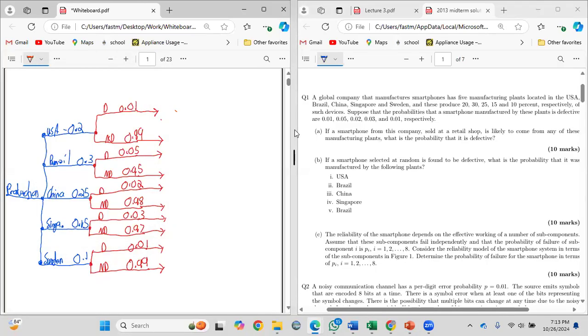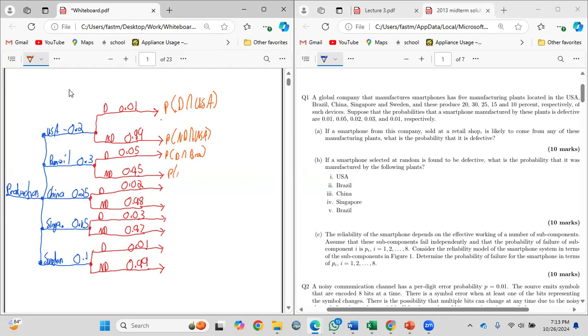Let's write out what each of these branches tell us. You always multiply along the branch. So there's the probability of defective and USA, that's multiplying, and it's a U, not a V. Here's the probability of not defective and USA. Here's defective and Brazil, not defective and Brazil, defective and China, not defective and China, defective and Singapore, not defective and Singapore, and here is the probability of defective and Sweden.